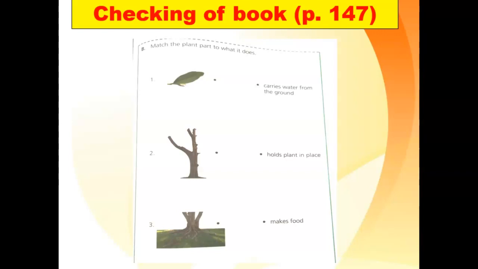You're going to match the plant part to what it does. Number 1, this is leaf. Of course, leaf can make food. For number 2, this is a stem. It carries water from the ground. And for number 3, this is a root. A root holds plants in place.